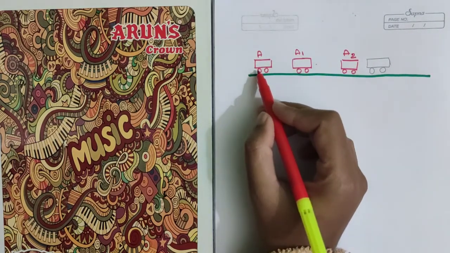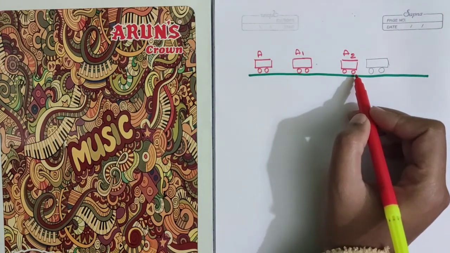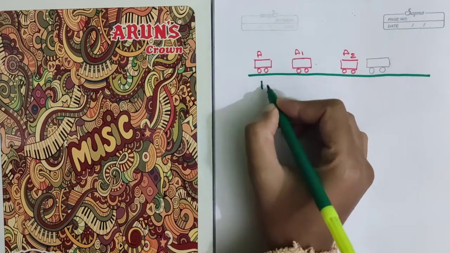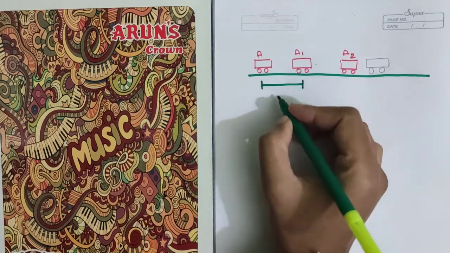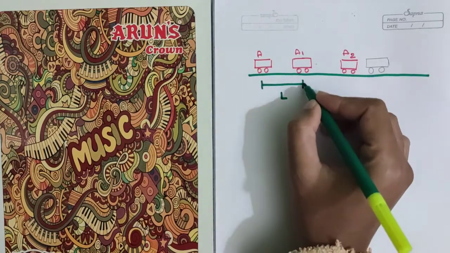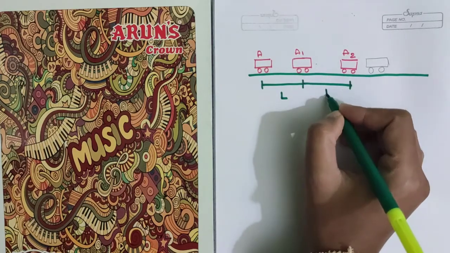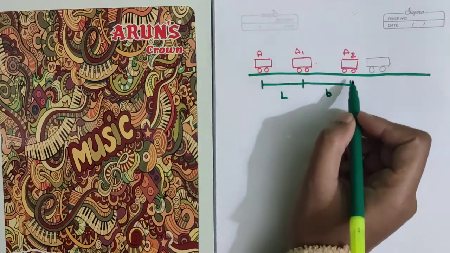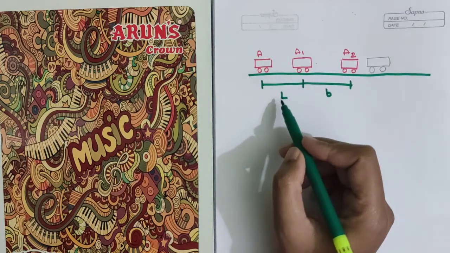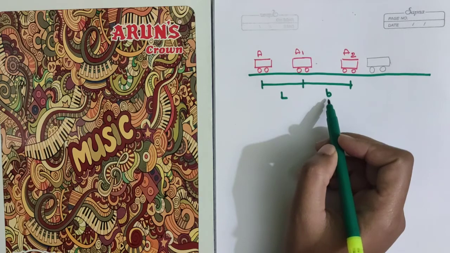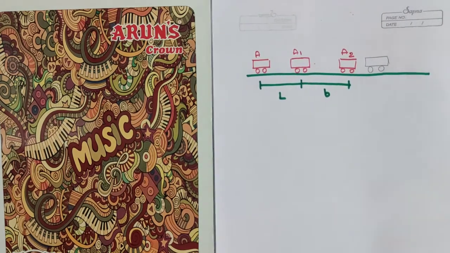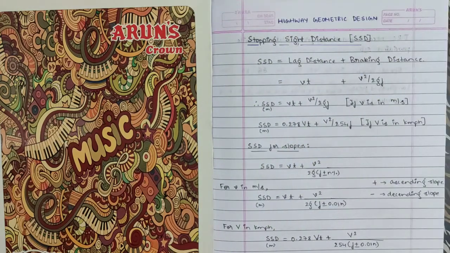So from here till here it is the stopping sight distance, and it is divided into two phases. This is the lag distance and this is the braking distance, say B. So this stopping sight distance is equal to the sum of lag distance and the braking distance. Now we shall see how to analyze this and get a formula for that.